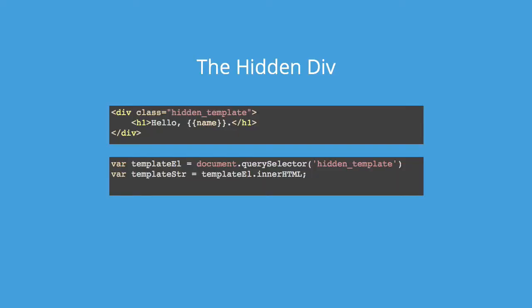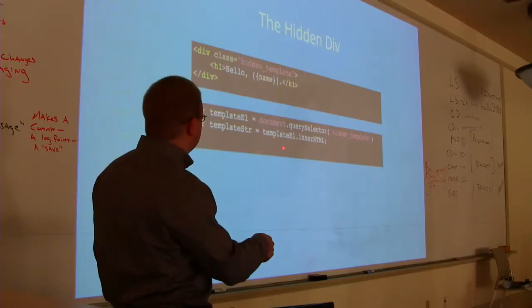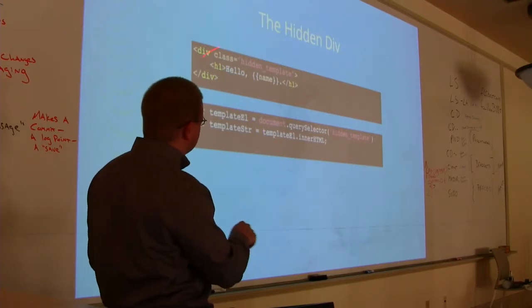Some people do it with a hidden div. So they create a hidden div on the page, and they say hidden template, and then they have their template content, right? But we don't want this actually on the page yet. We just want it there so we can use it. And then we do document query selector, select the hidden template. Oh, we need a dot there. I've got the dot. Template string is going to be the inner HTML of this template.